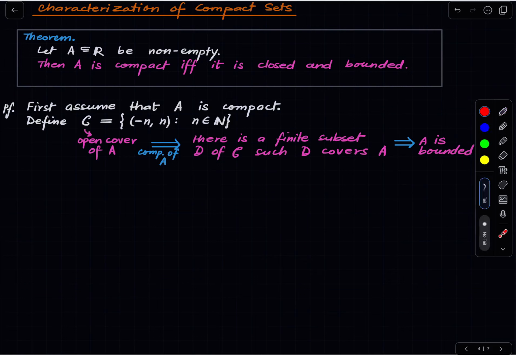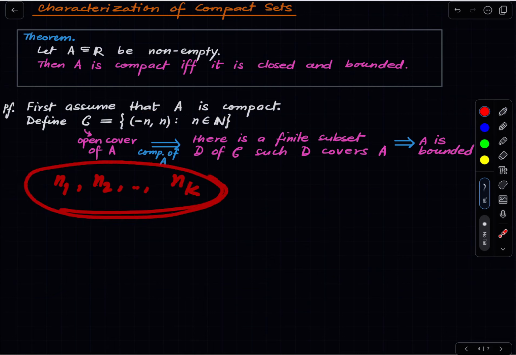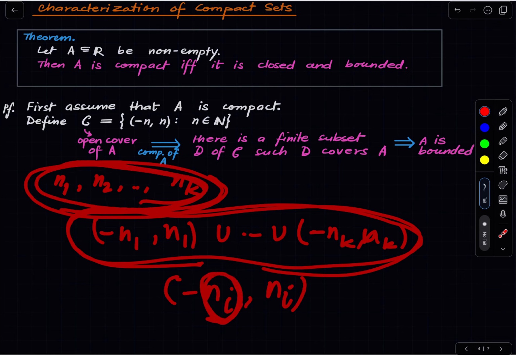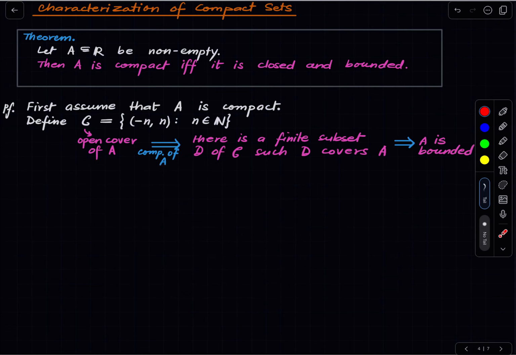Since there are finitely many things of this sort whose union covers A, let's say n1, n2 up to nk are natural numbers such that the union of these intervals covers A. But then this union is itself a bounded set because it is contained in this interval, where ni is the greatest among all these natural numbers. So just to make sure you understand this implication, we see that A is bounded.